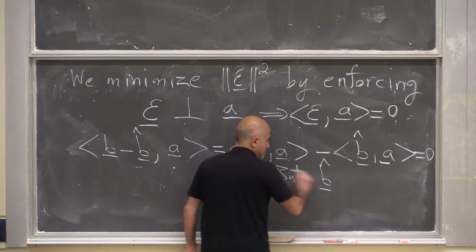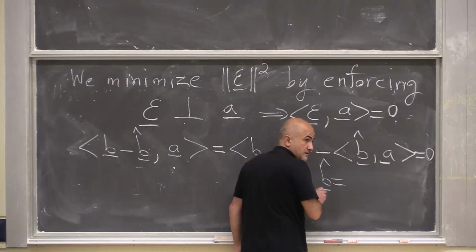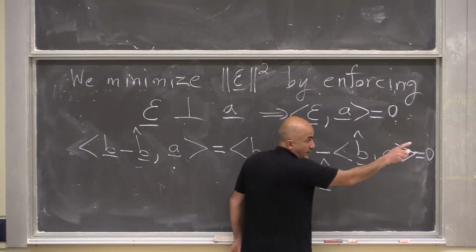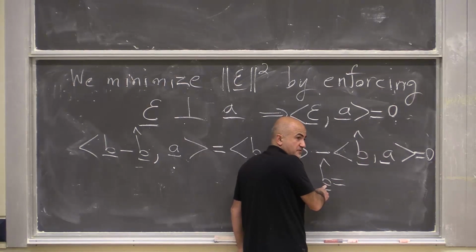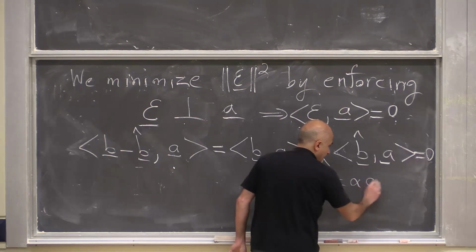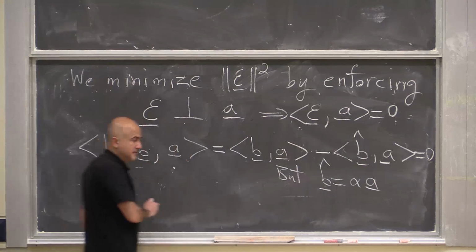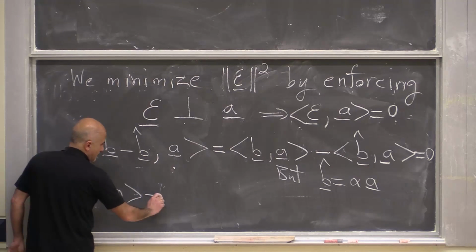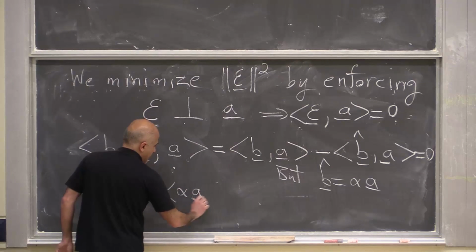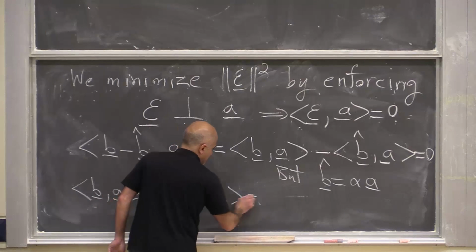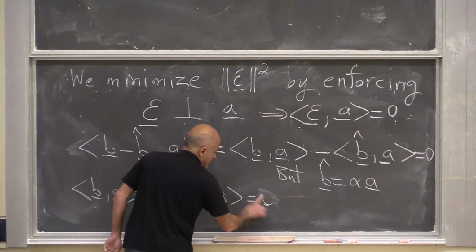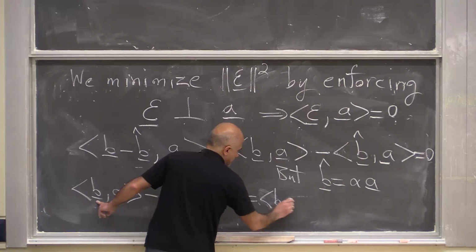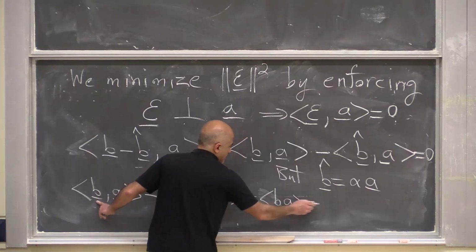But B hat is? No. How do you express B hat? We have an expression for B hat. Alpha A. So you plug that into the second term. So now you have B, A minus alpha A inner product with A is equal to 0. Well, let's keep the 0 until the end. So the first term is the first term, B A. What's the second term, Daniel?